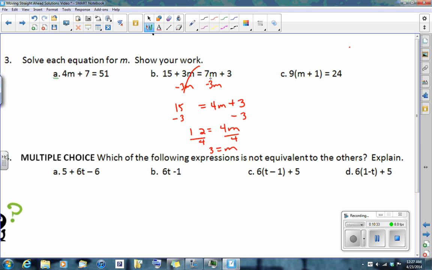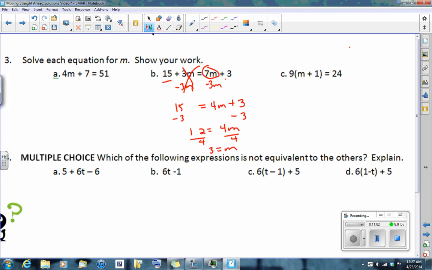Could you do it other ways? Yeah, I mean, you could subtract the 7m from both sides, but then you'll end up with negative pouches over here on the left side. You can do that and take care of that later, but to me it's easier to subtract the smaller number here from the larger number over here. Same thing with the 15 and the 3. It's easier to subtract 3 from the 15 than it is to subtract 15 from the 3.